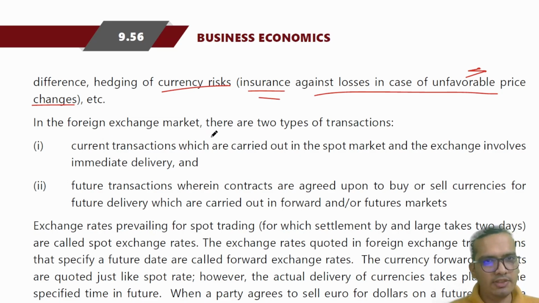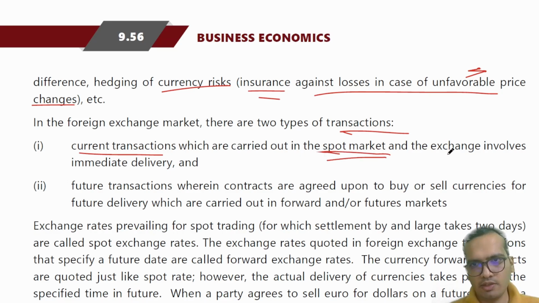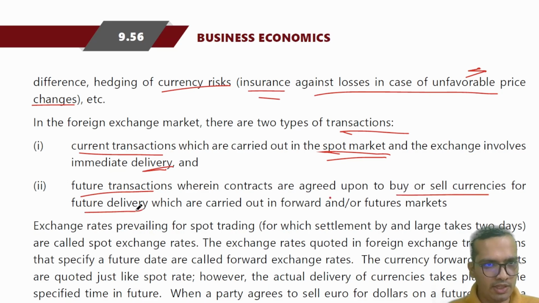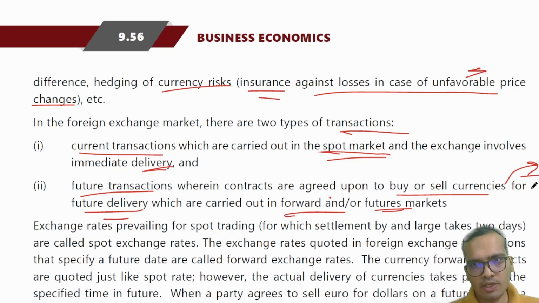Then we have, in a foreign exchange market, two types of transactions. First, current transactions, which are carried out in the spot market, spot meaning the immediate market, and the exchange involves immediate delivery. Immediately you are buying, immediately you are selling. Then comes the second one, future markets, where contracts are agreed upon to buy or sell currencies for future deliveries, which are carried out in forward and future markets. Future transaction means today you are contracting for 3 months later, or 6 months later, or 1 year later.